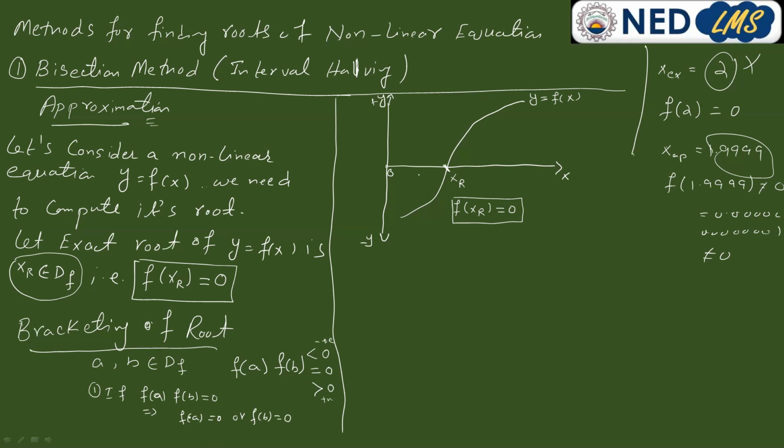So this is one of the easiest cases where we do not need bracketing, because we already found the root. There is no need, because this is equal to 0 means it is a root. XR equal to A, or XR may be B, that is a root. So this case is not good for the bracketing purpose.